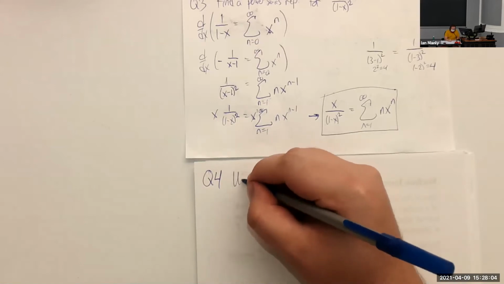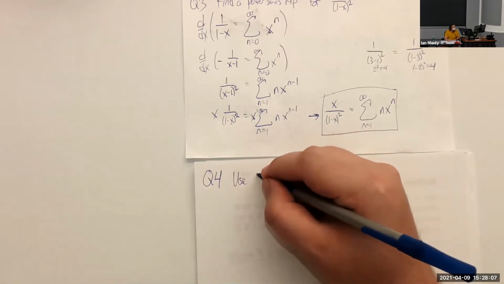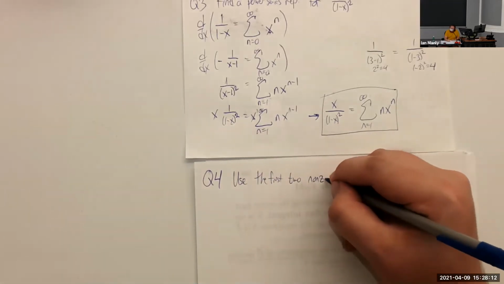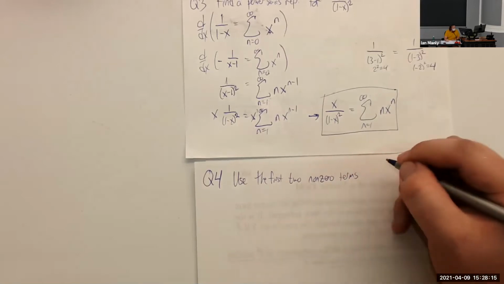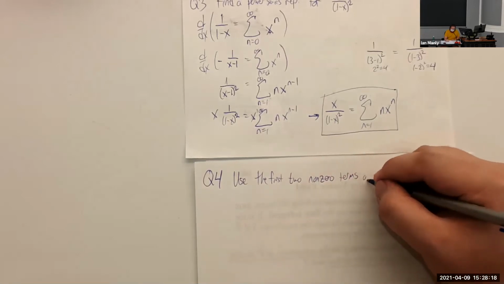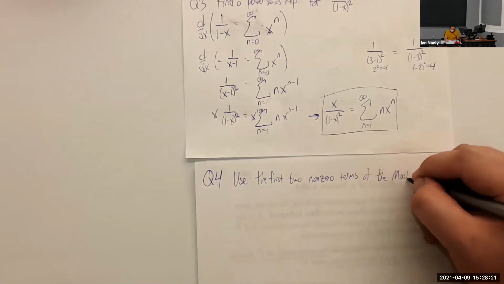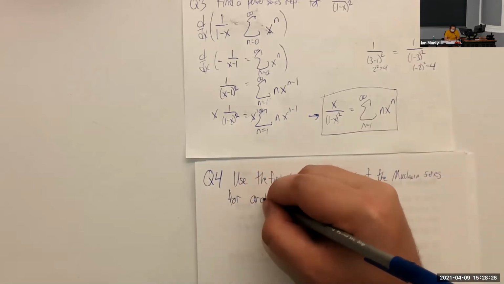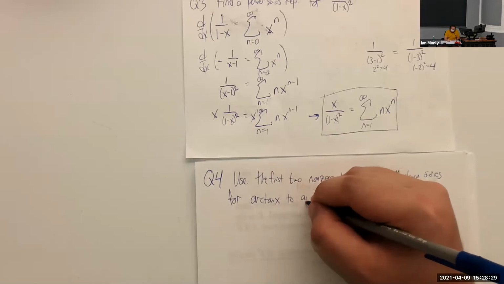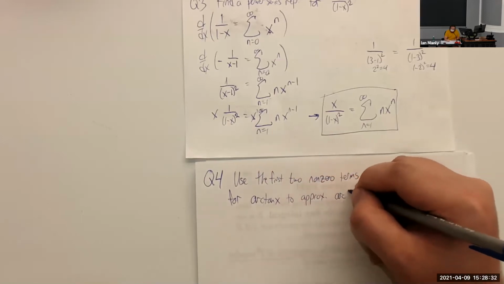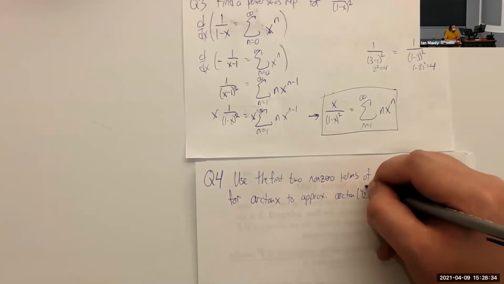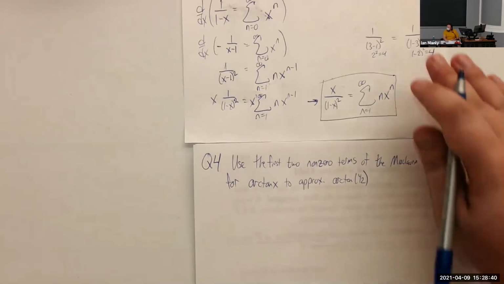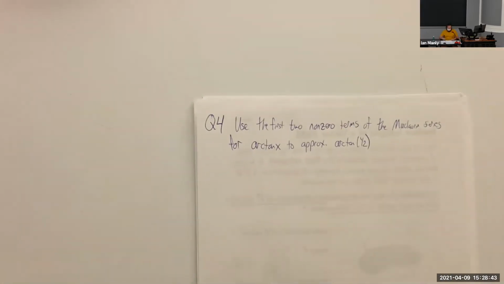All right, so here we go. Here we get to apply what I was talking about in the beginning of class. Use the first two non-zero terms of the Maclaurin series for arctan of x to approximate arctan of 1/2. Let's go ahead and take a look at this.